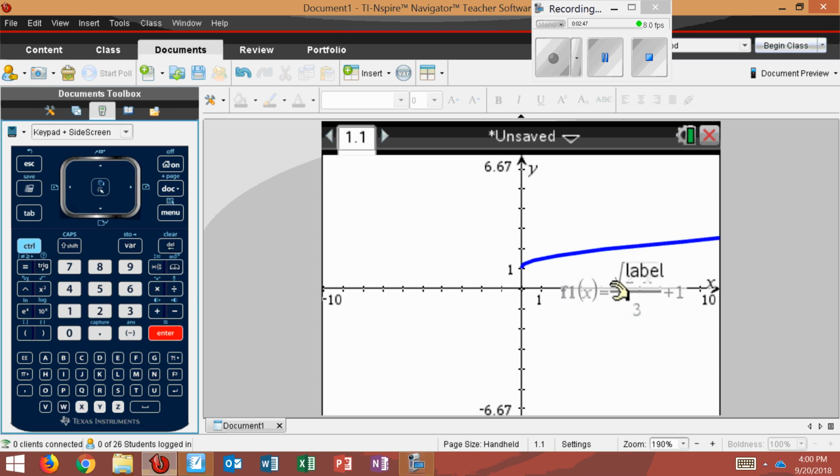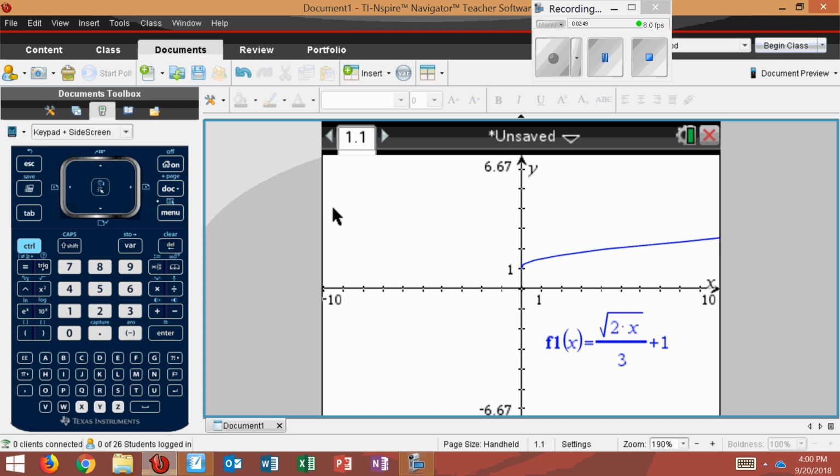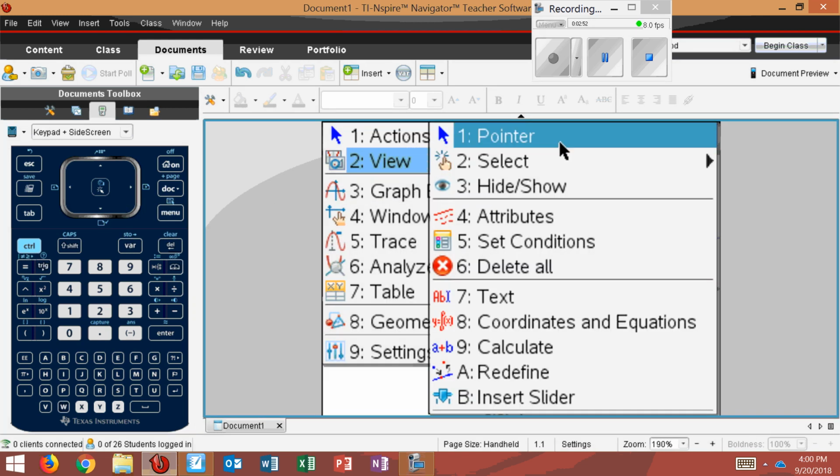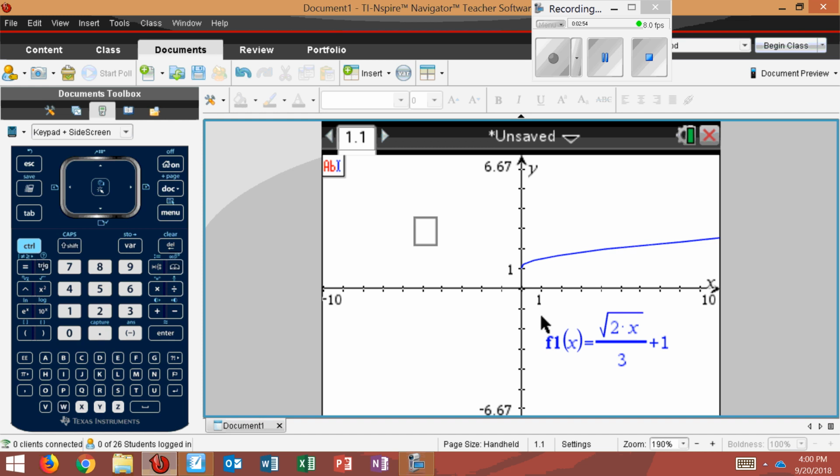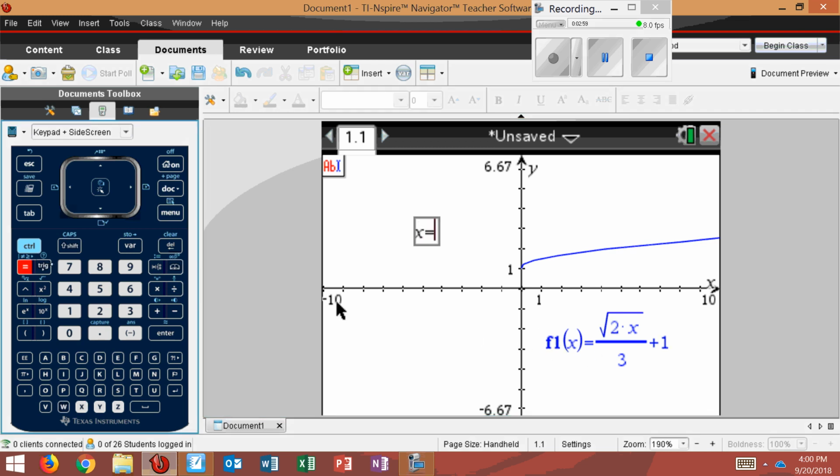Okay, here's your second technique. You graph the original equation, and then you type menu, actions, text, and now we just switch x and y. This is my y, so instead of y, I'll say x equals square root of 2y. I forgot to do the fraction. Let's see if it'll still let me here. I might need to hold down shift here and highlight this and get a fraction. Hey, there we go. Over 3 plus 1.